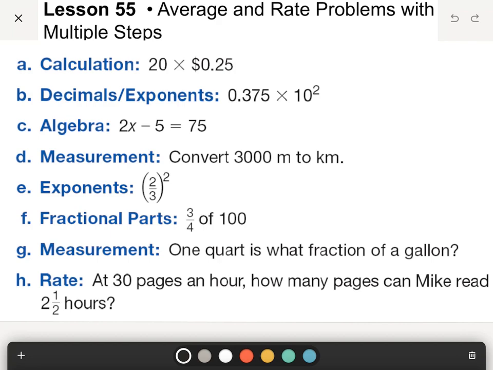Alright, let's see. Have it so you can see it. Yes! Lesson 55, average and rate problems with multiple steps. It's a lot of steps that are all very simple, though. Anyway, we'll get to that. Wait, are you teaching reflections and transformations? Nope, that's not today's lesson. But I do look forward to that so that I can talk in a mad scientist voice about transformations. But no, today we're doing average and rate problems with multiple steps.